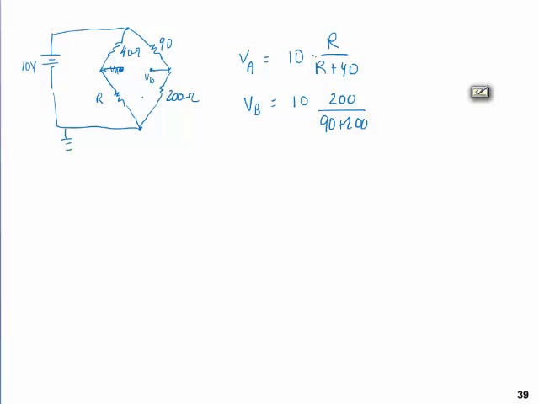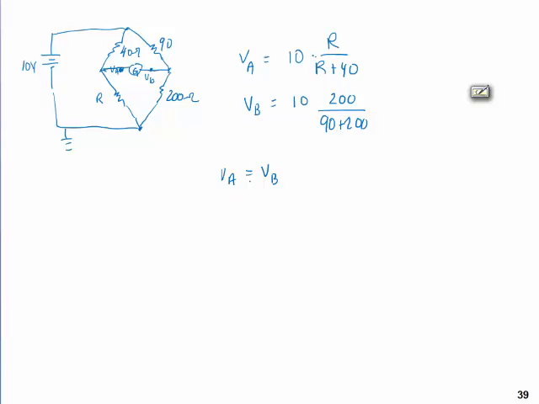So we want to make the Wheatstone bridge become balanced, and then no current will flow through here, through this galvanometer, because there's no voltage drop. You can't have current if there's no voltage drop. And at that point, when it's balanced, you can determine that unknown resistance. So then I just say voltage A is going to equal voltage B when it's balanced.